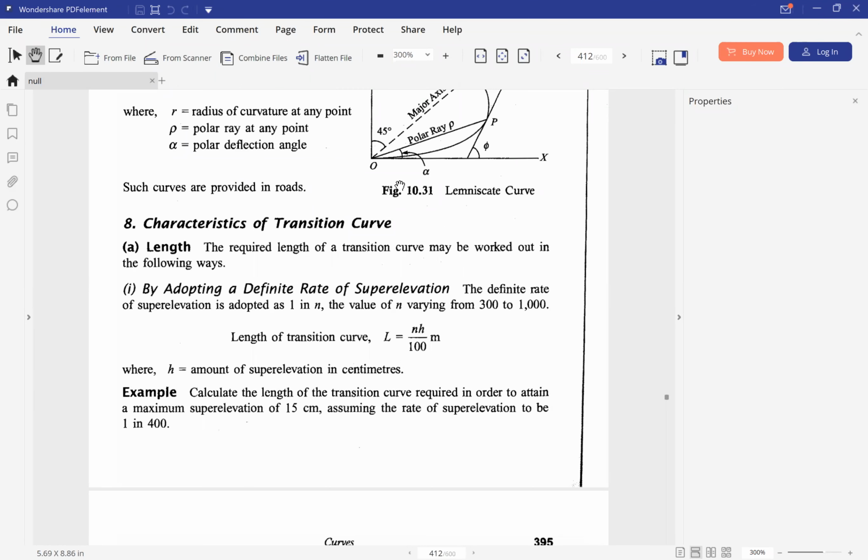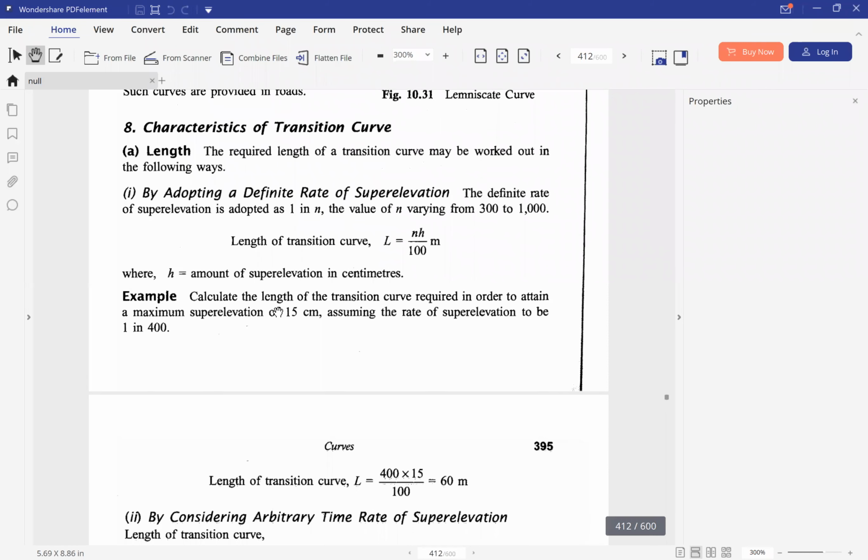For this data, the length of the transition curve will be capital L is equal to n into h by 100. Okay. Over here, h is the amount of the super elevation in centimeters. Now, n is the rate. For example, its value can vary from 300 to 1000. Suppose let us do this example. Calculate the length of the transition curve required in order to attain a maximum super elevation of 15 centimeter, right? H value is 15, assuming the rate of super elevation to be 1 in 400.